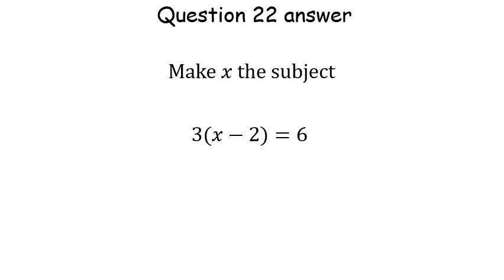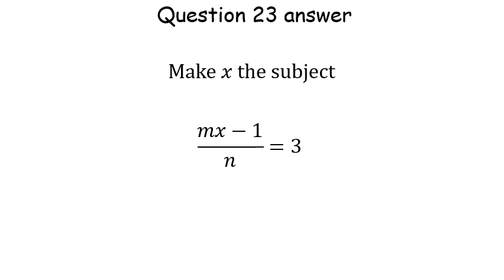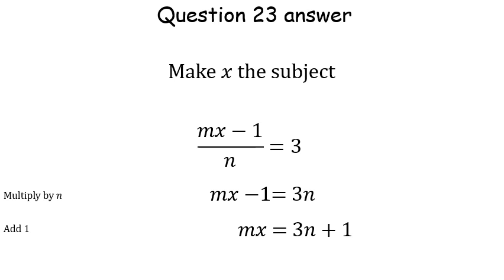Question 22. I first multiplied out the brackets and then added 6 to both sides to get the x term on its own. I then divided by 3, getting x equals 4. Question 23. I first multiplied both sides by n, I then added 1 to both sides to get the x term on its own, and then divided by m, getting x equals 3n plus 1 all over m.